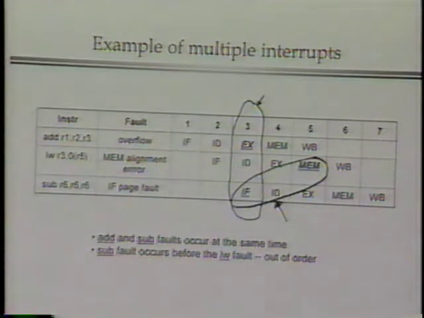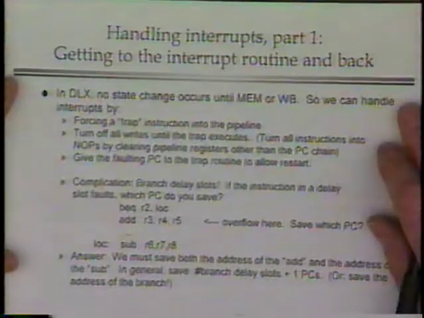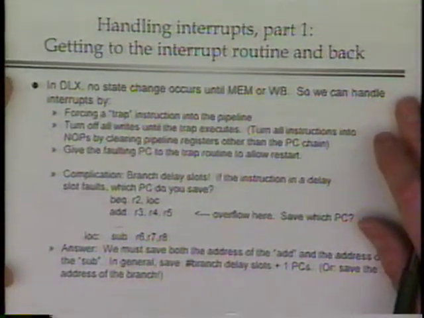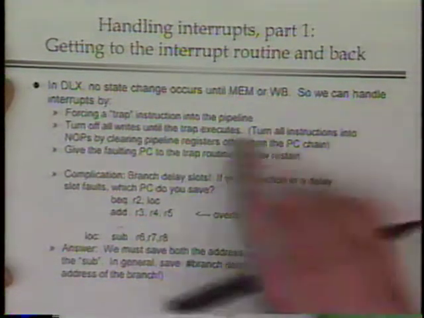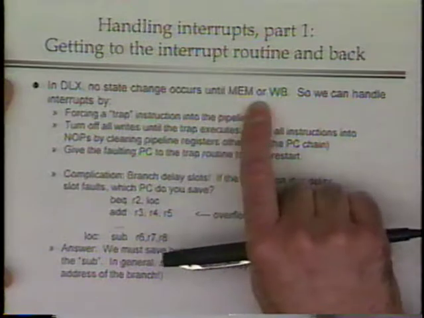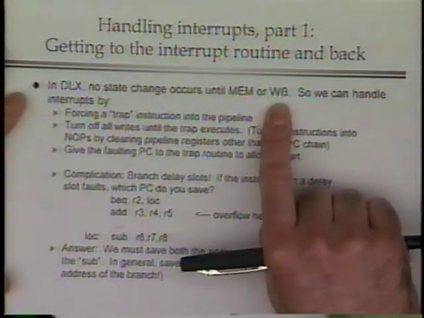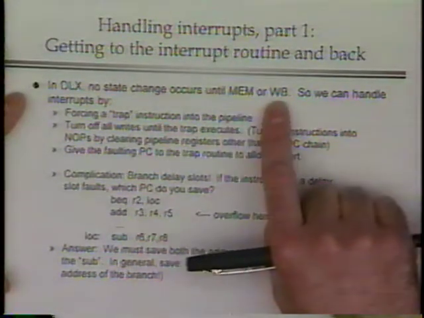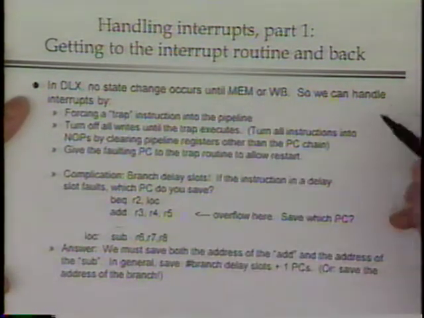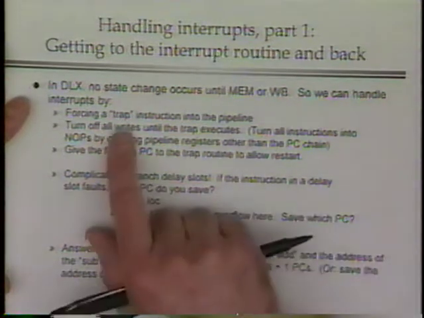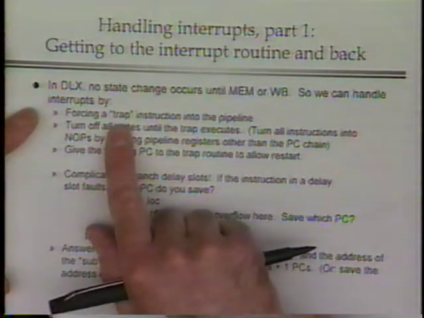So how do we fix these problems? Well, one at a time. Let's first handle the problem of how we do traps in general. Let's say that we only have one instruction which is faulting. We know that in DLX no state change occurs until mem or write back. So at the end of the mem stage or before write back, we can recognize a trap or an interrupt that's occurring and basically force a trap instruction into the pipeline.